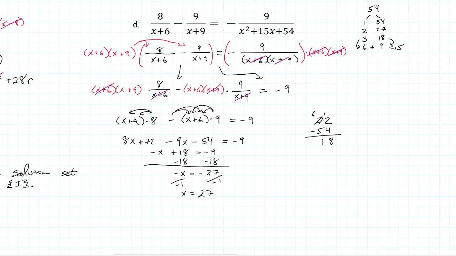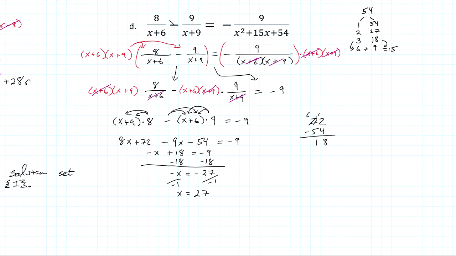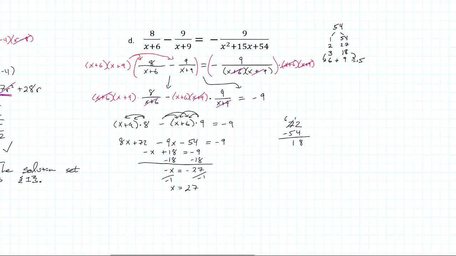Once again, we're going to check and just make sure that this works in the original. The only numbers that wouldn't work are negative 6 or negative 9. And 27 is neither of those, so it doesn't look like any of the examples in this video actually ran into that problem, but it very much can. Be watching out for it. It is really important. If that number does match it, it's not actually a solution. So here 27 is, and we can conclude with the solution set is the set containing the number 27.